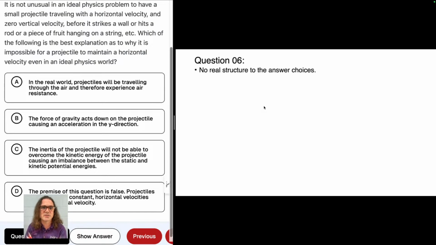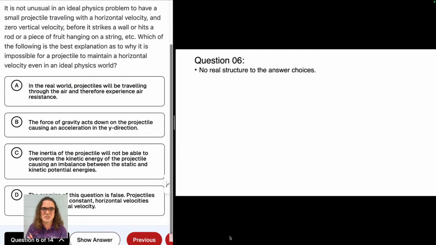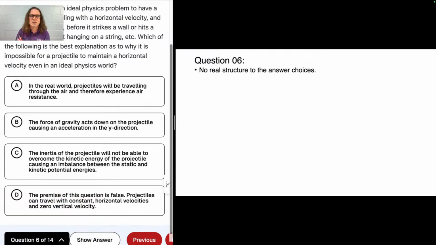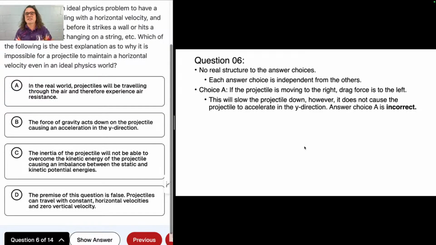So question 6. There's no real structure to the answer choices. Each answer choice is independent. So choice A, if the projectile is moving to the right, there is a drag force to the left. This will slow the projectile down. However, it does not cause the projectile to accelerate in the y direction. So answer choice A is incorrect.